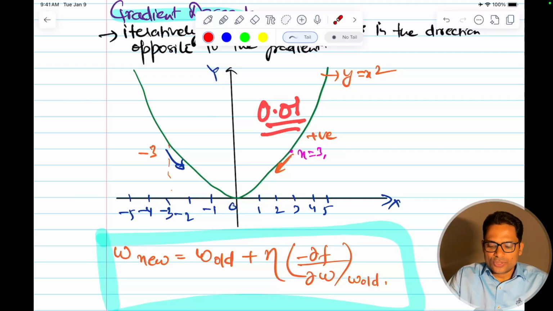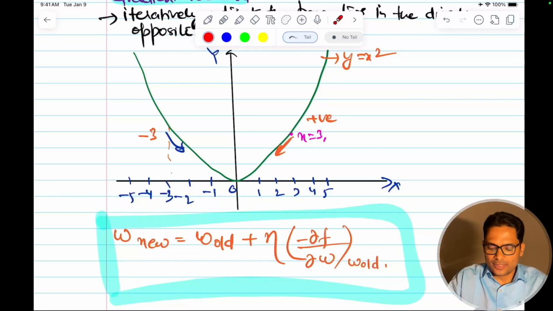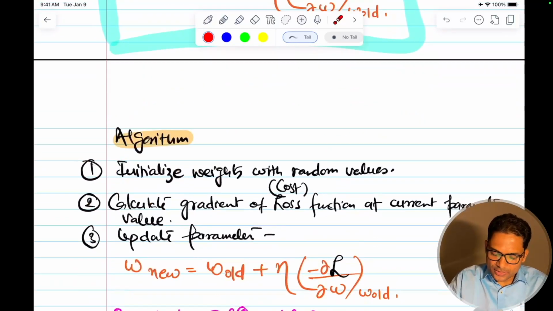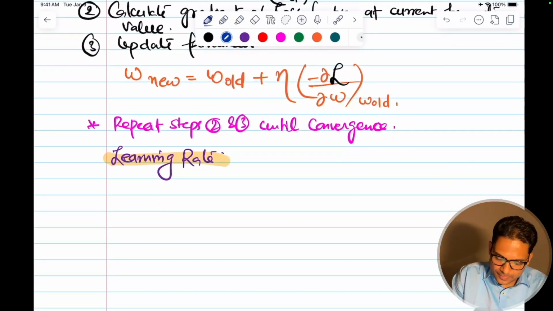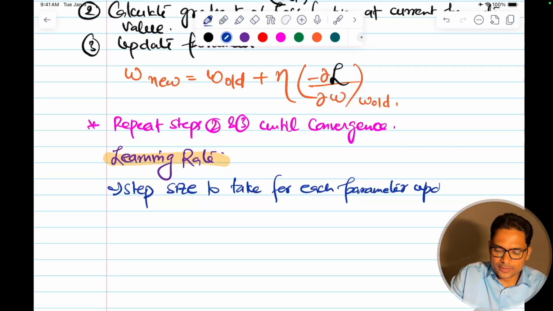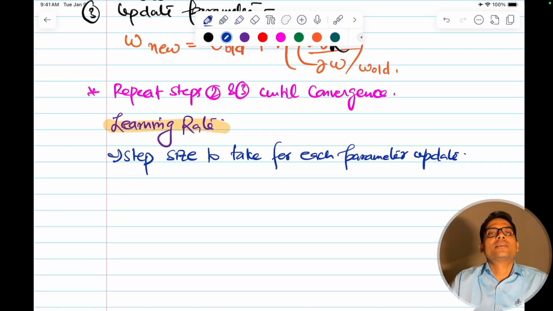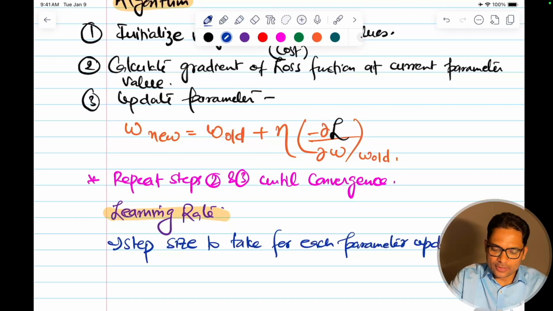Generally we start with 0.01. That works for most cases. So that's what your learning rate is. Learning rate is the step size to take for each parameter update. Where will my next step be? So this is your learning rate.